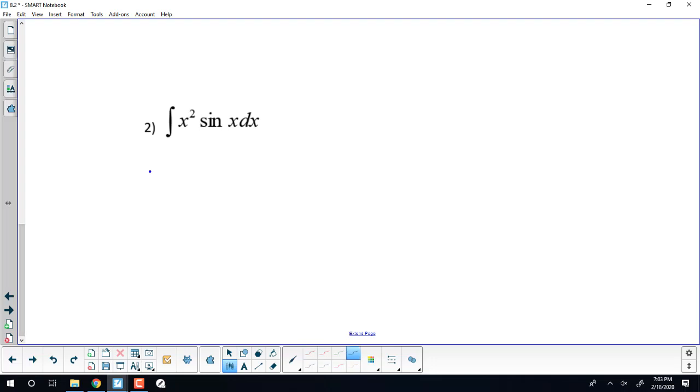So how about this one? What's our u? x squared. x squared is our algebraic, sine is our trig. We have that acronym. I'm going to let u be the leftmost function in that. u is x squared. We also need to identify dv. So dv would be sin x dx. Yes, good, sin x dx with dv.